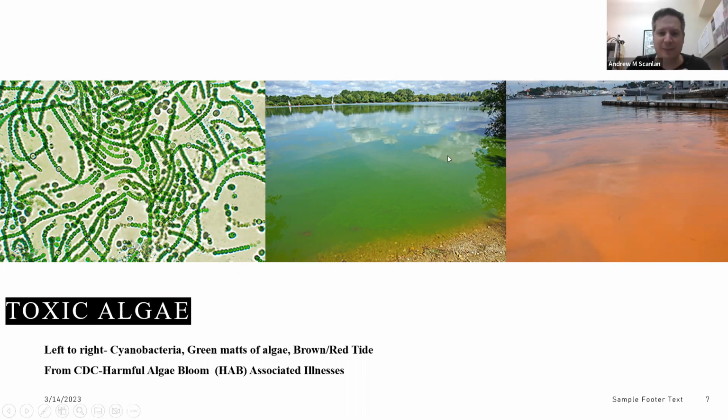We also have green mats of algae here, and then maybe you've heard of red tides, brown tides, which are produced by different types of algae. All three of these can come from what are called harmful algae blooms, or HABs, and there could be illnesses associated with them. So sometimes you get different colors of green, sometimes different colors of red. The toxic type of algae will determine the different color that it has.